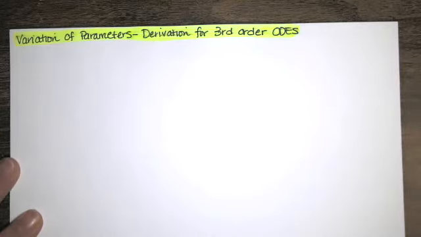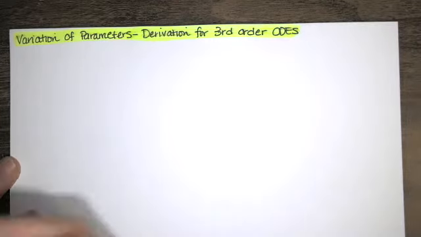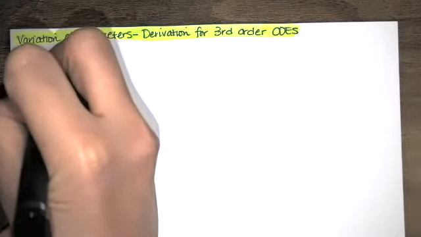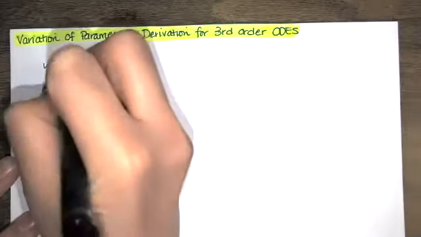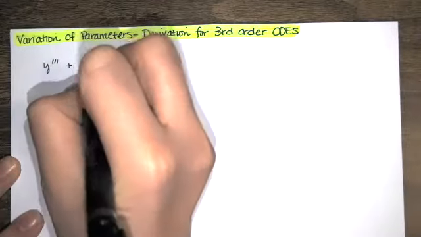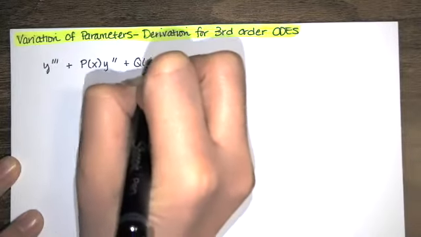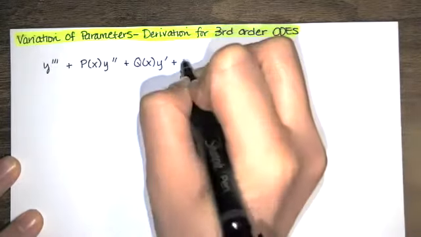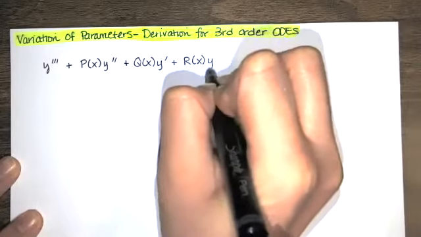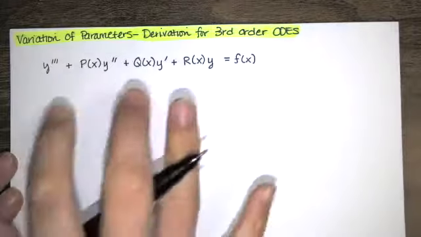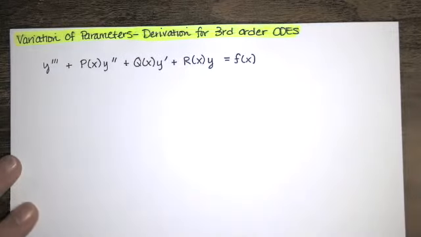That's what I think should happen. But we don't want to have to rely on that. So I'm going to show you where the formulas come from. So let's say you've got a third order ODE that can be written this way. You've got y triple prime plus p of x times y double prime plus q of x times y prime plus r of x times y, and that's equal to f of x. Suppose that that's your differential equation.